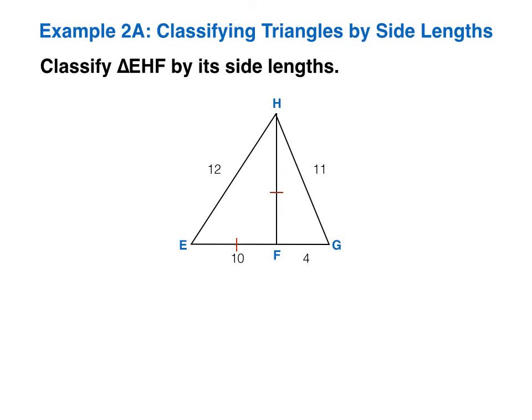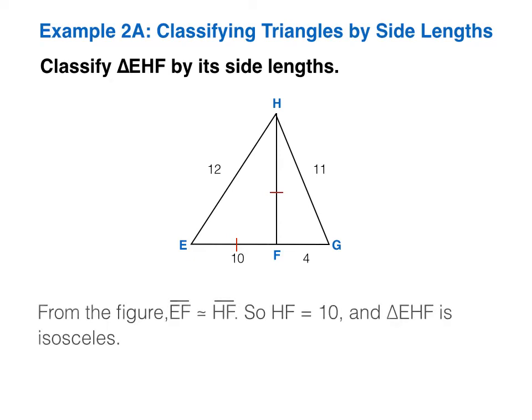Let's go ahead and classify triangle EHF by its side lengths. From the figure, we can see that segment EF is congruent to segment HF. So we know the measure of HF is 10. And triangle EHF is isosceles.